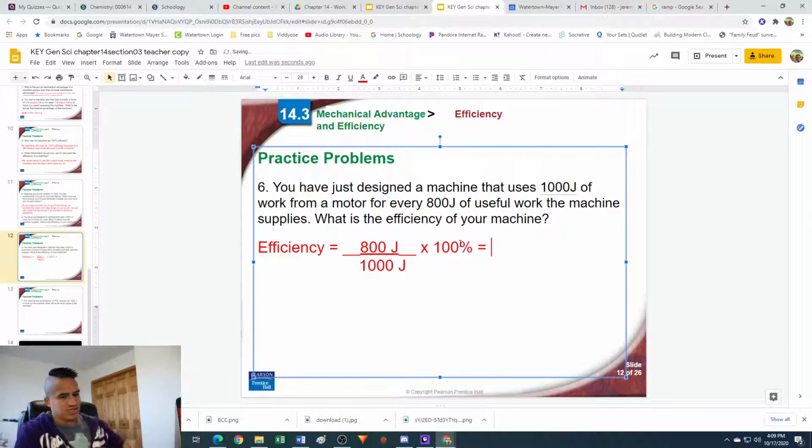So let's just do this on a calculator. I'm pretty sure it's 80%, but we will make sure that we get this right. So 800 divided by 1,000 times 100, we get an efficiency of 80%. Okay, so 80% efficient, which isn't bad.